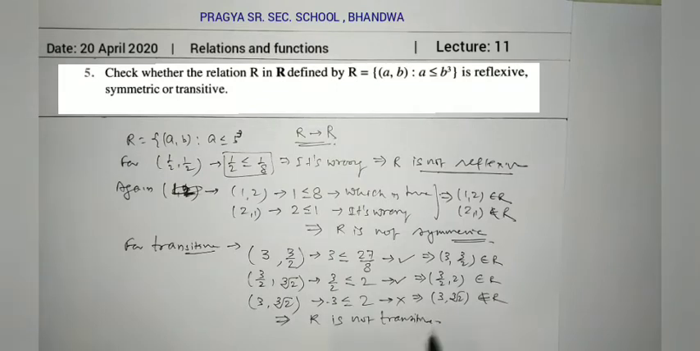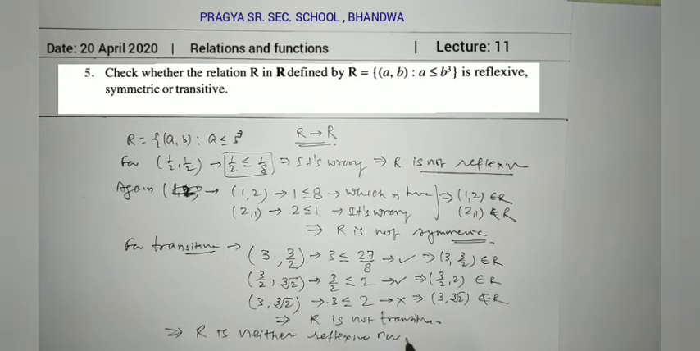Okay, so we have verified that R is neither reflexive, nor symmetric, nor transitive. R is neither reflexive nor symmetric nor transitive. I hope the problem is clear to you.